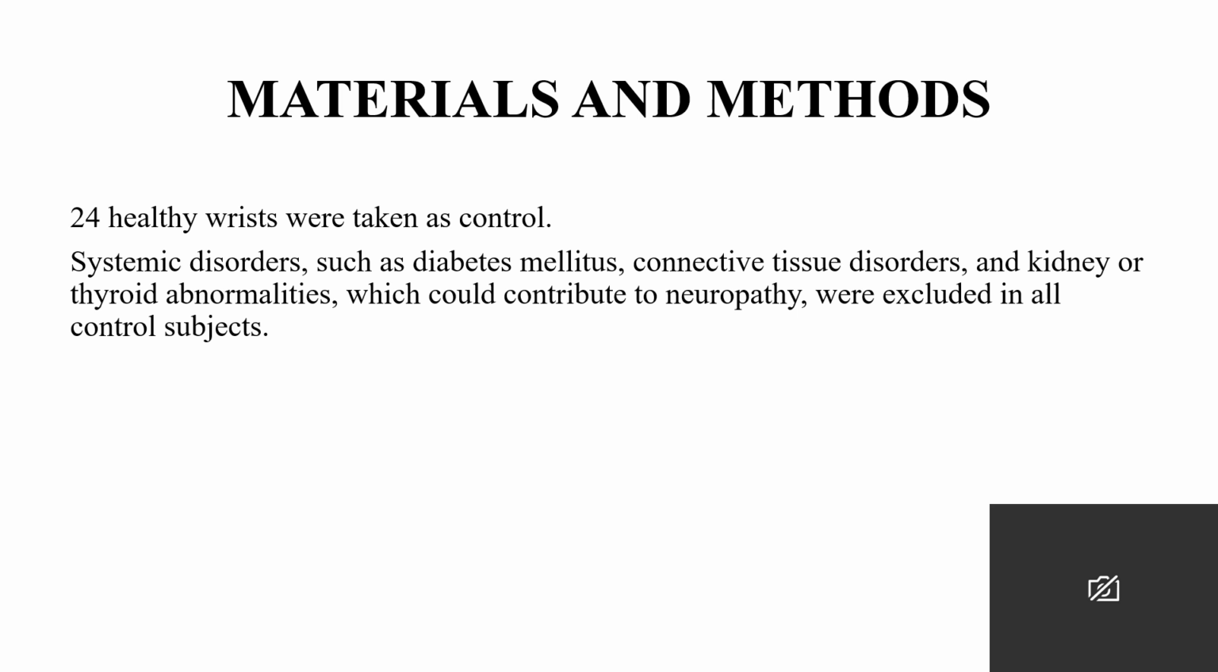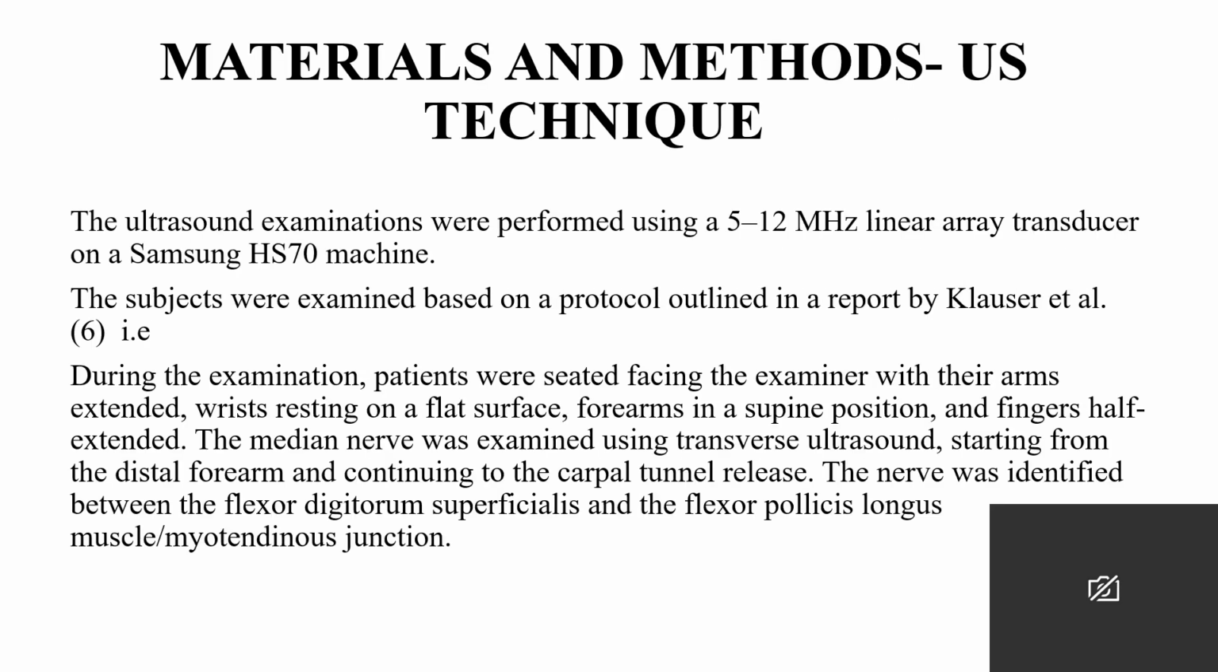Materials and methods. 24 healthy wrists were taken as control. Systemic disorders such as diabetes mellitus, connective tissue disorder, and kidney or thyroid abnormalities, which could contribute to neuropathy, were excluded in all control subjects. The ultrasound examinations were performed using a 5 to 12 MHz linear array transducer on a Samsung HS70 machine.